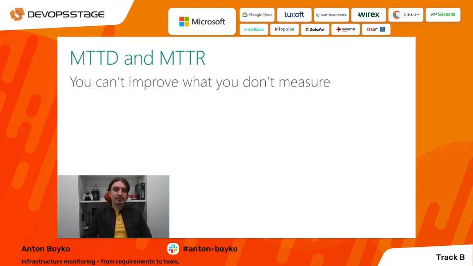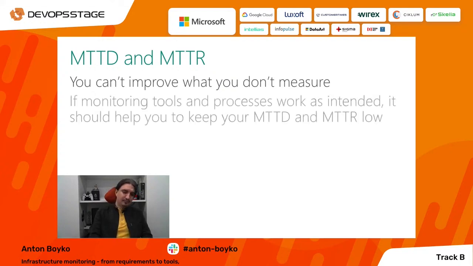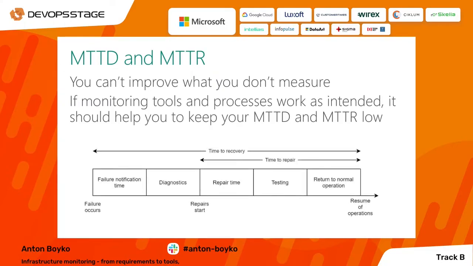The reason why you need to measure them in the first place is that you can't improve what you don't measure. If you don't know what your MTTD and MTTR were before you started your improvement or your new implementation, and you measure them only afterwards, how can you say what the exact level of improvement was? You can't. And also, as I was saying, if your monitoring tool works as expected, it will help you to keep the MTTD and MTTR low.